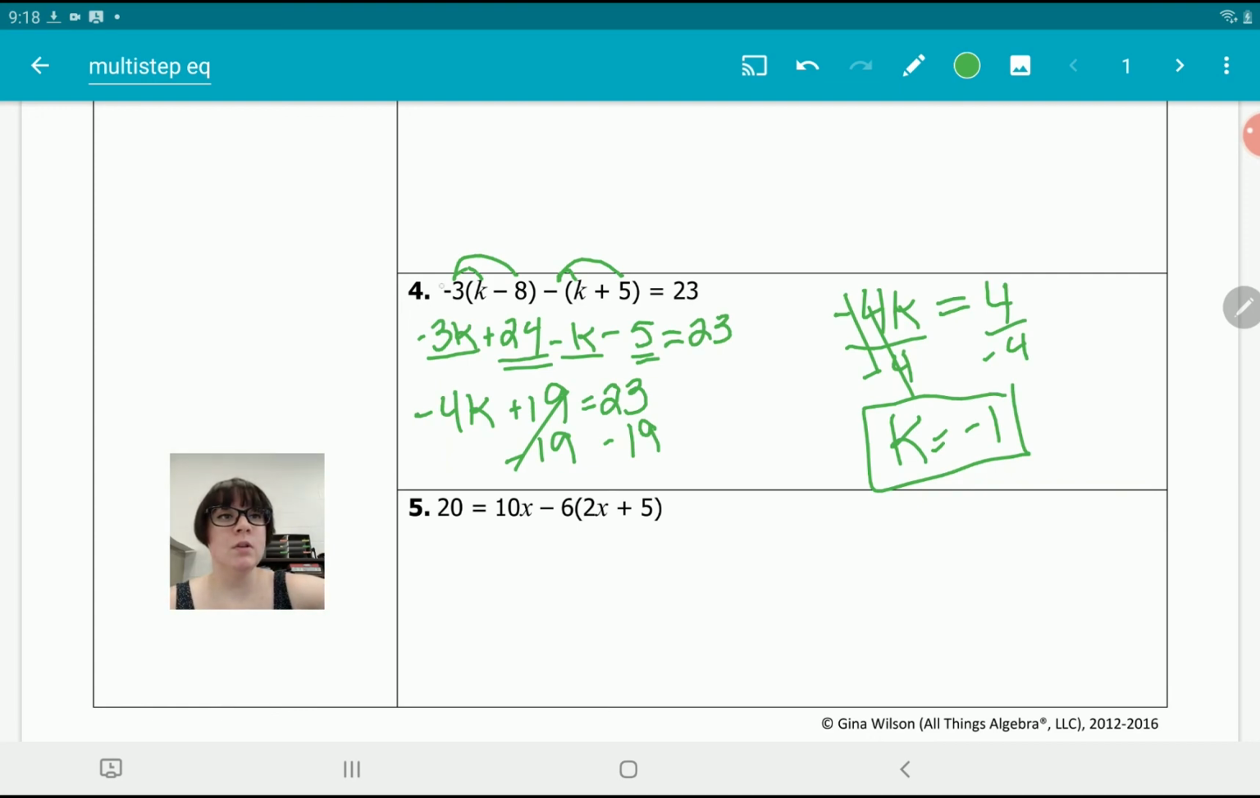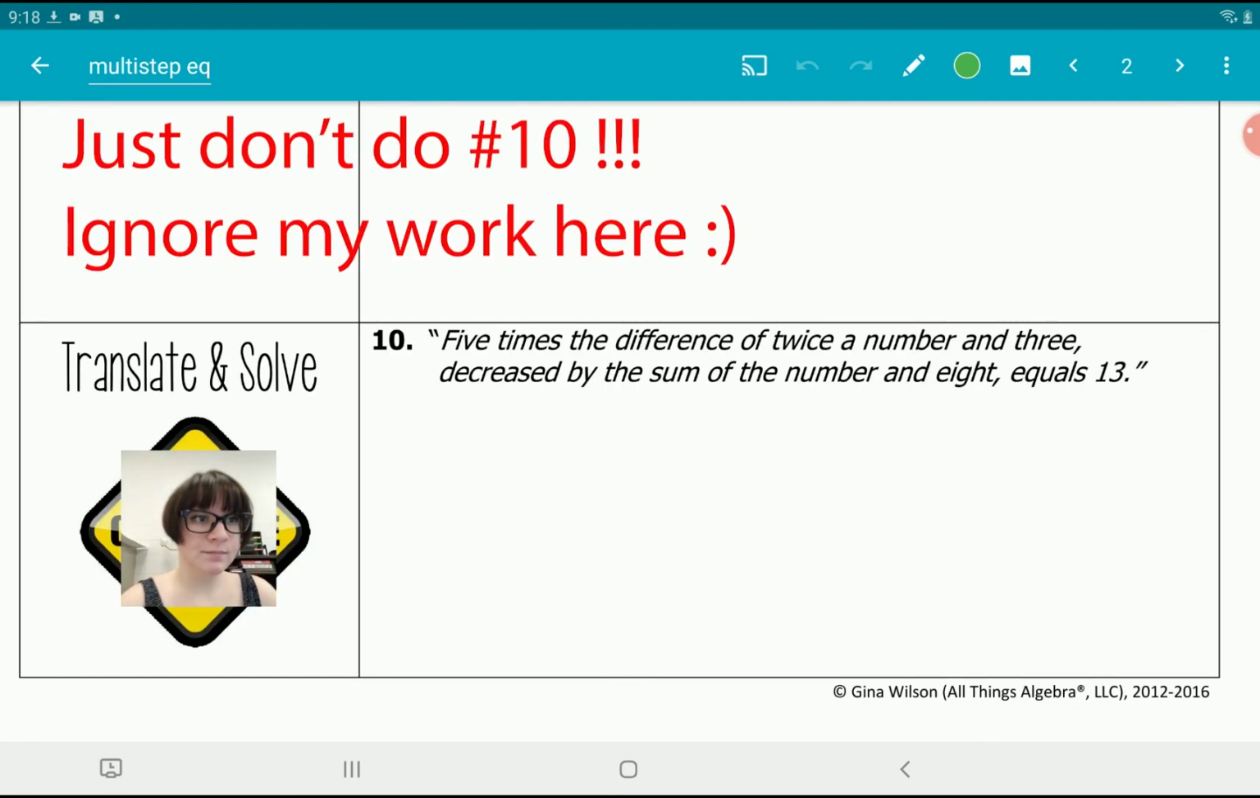So, distribute everything you need to distribute. If you have a negative sign like that, make sure you distribute it out. Combine all the ones with one variable. Combine the ones without the variable, the constants. And then solve like you would usually. I want you to try all of them up until number 10.